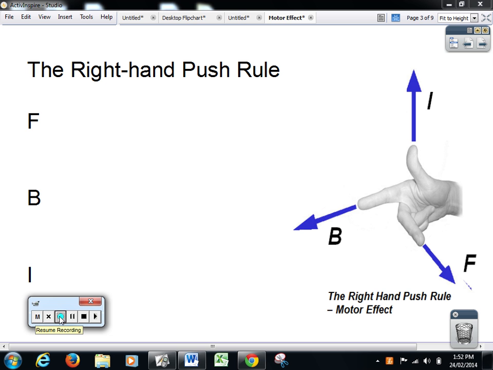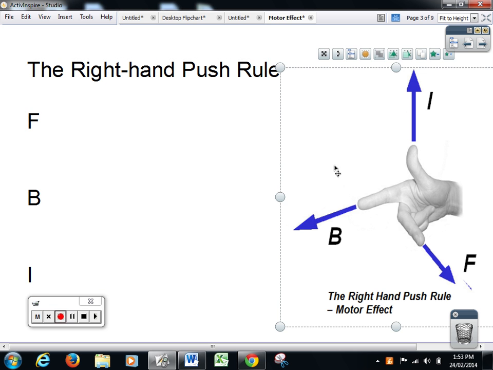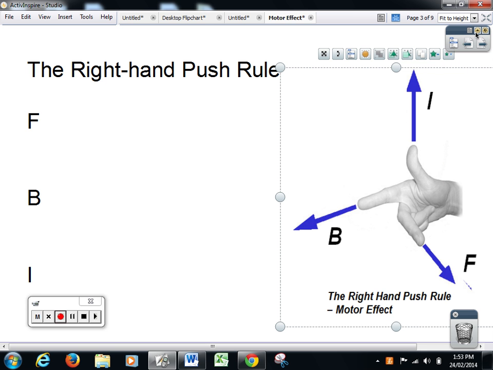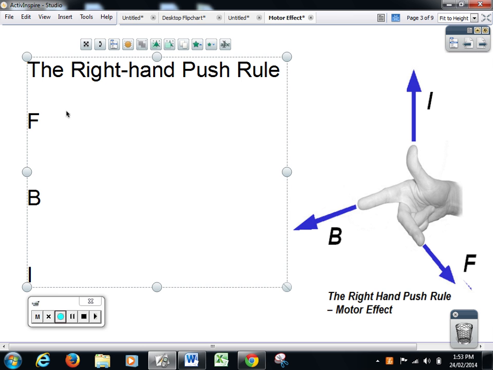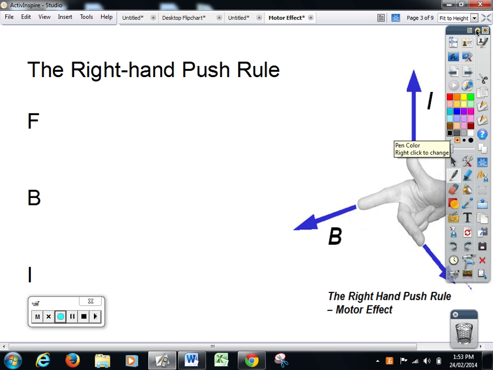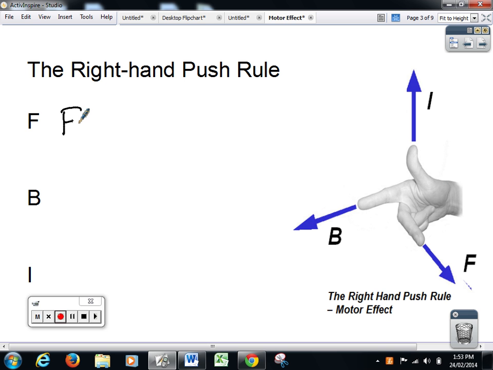Now the finger that represents the F is representing force. So this represents force, and this is the force that is created by the magnetic field, and it becomes the centripetal force. But it's a force on the wire.